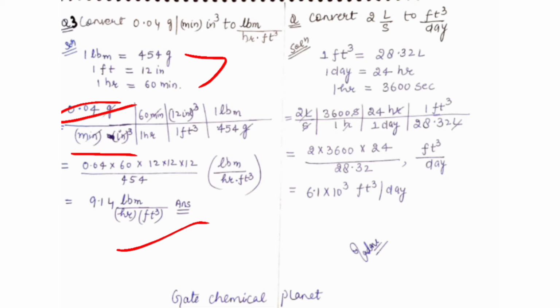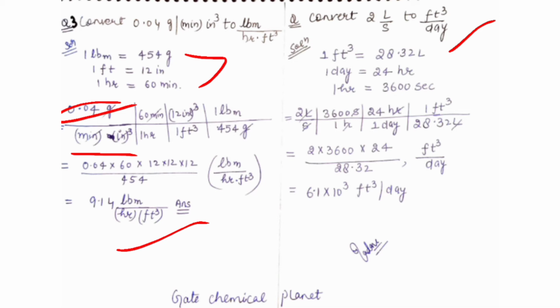There is a second part of this question also. Question number 3 is in two parts. The second part is convert 2 liters per second to feet cube per day. Here we are converting liters into feet cube, and seconds into days. So we need 1 feet cube equals 28.32 liters. Learn this conversion between feet cube and liters. 1 day equals 24 hours and 1 hour equals 3600 seconds.